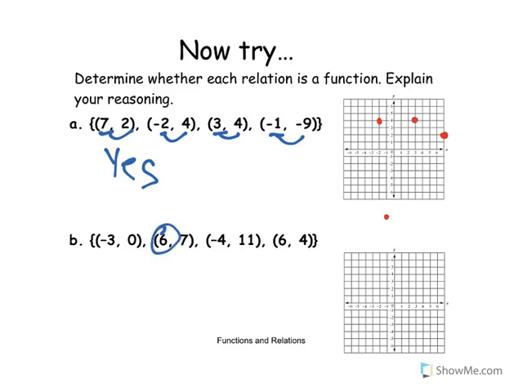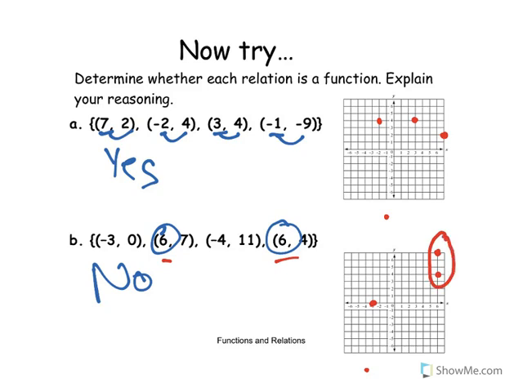Is this a function? Well, hopefully we found those values and we said no. And we said the input of 6 has 2 different outputs. It's got 6, 7 and it's got 6, 4. So we're going to say, well, what would that look like on a graph? All right, well, let's take a look. So there's my negative 3, 0. Here's my 6, 7. Here's my 6, 4. And my negative 4, negative 11 somewhere down there. So where are these points? Well, 6, 4 and 6, 7 are here.